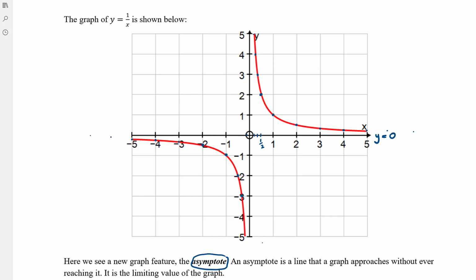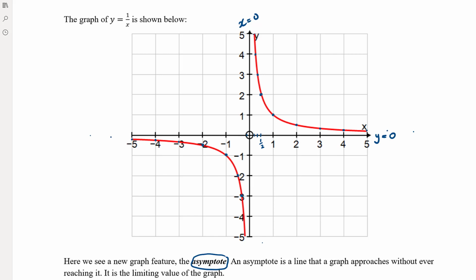So again, x equals 0, or the y-axis, is another asymptote. It's a line that the graph approaches. It gets closer and closer and closer to it the further up and down the graph we look, but it's never actually going to reach that point. So we have these two new features called asymptotes.